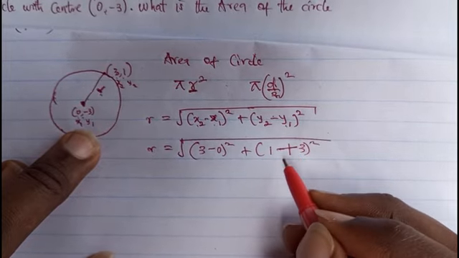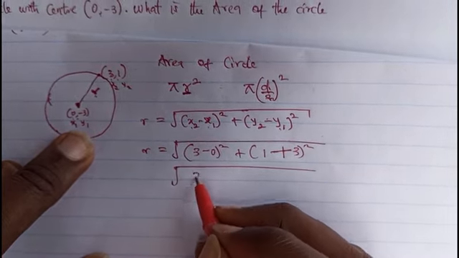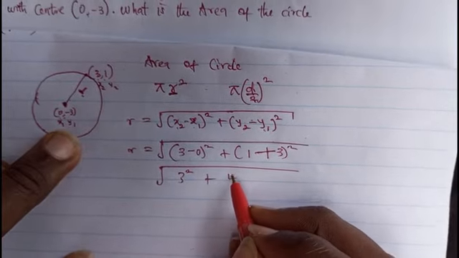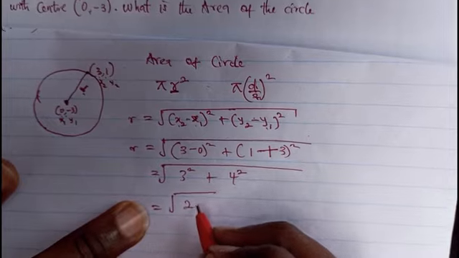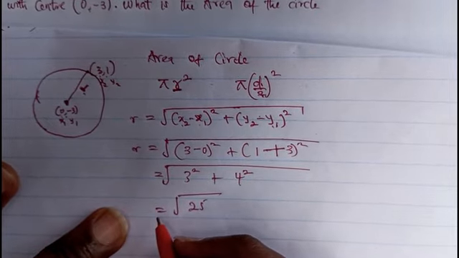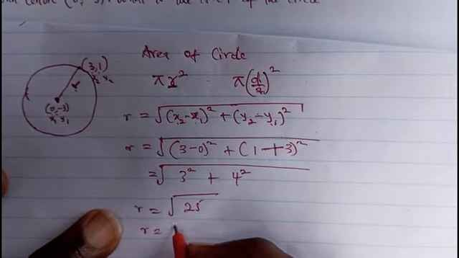So this minus turns to plus, so we have 3 squared plus 4 squared, and finally we have 25 when you simplify all of this. So finally the radius is equal to 5.